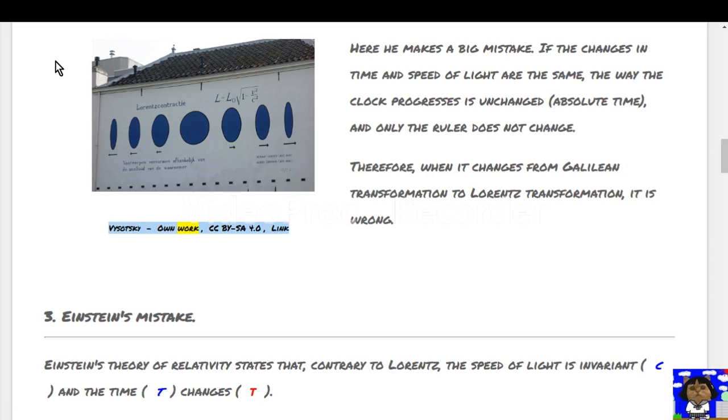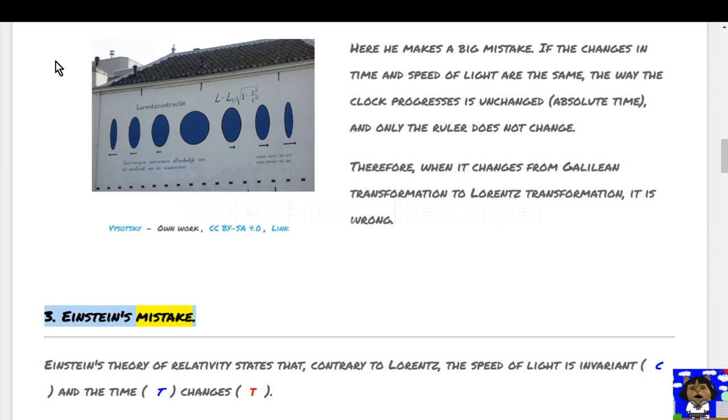Here he makes a big mistake. If the changes in time and speed of light are the same, the way the clock progresses is unchanged, absolute time, and only the ruler does not change. Therefore, when it changes from Galilean transformation to Lorentz transformation, it is wrong.